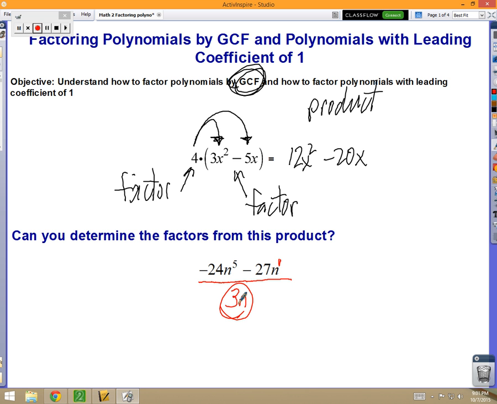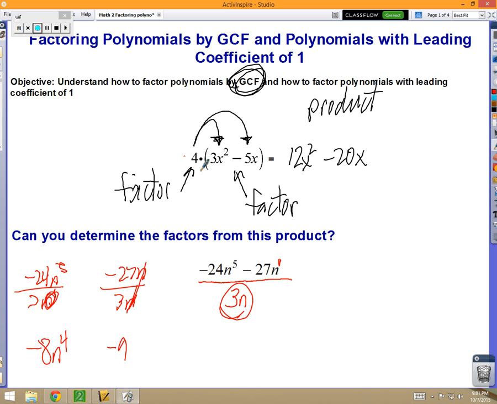So if I divide both of these by 3n, so a negative 24 n to the 5th, if I divide that by 3n, negative 24 divided by 3 is a negative 8, and n to the 5th divided by n to the 1, one of these n's on bottom is going to cancel one of these n's on top, so it's going to be n to the 4. And then if I divide the negative 27n by 3n, a negative 27 divided by 3 is a negative 9, and n divided by n just undoes, it's nothing. Okay, so these two are going to be what I times this 3n by.